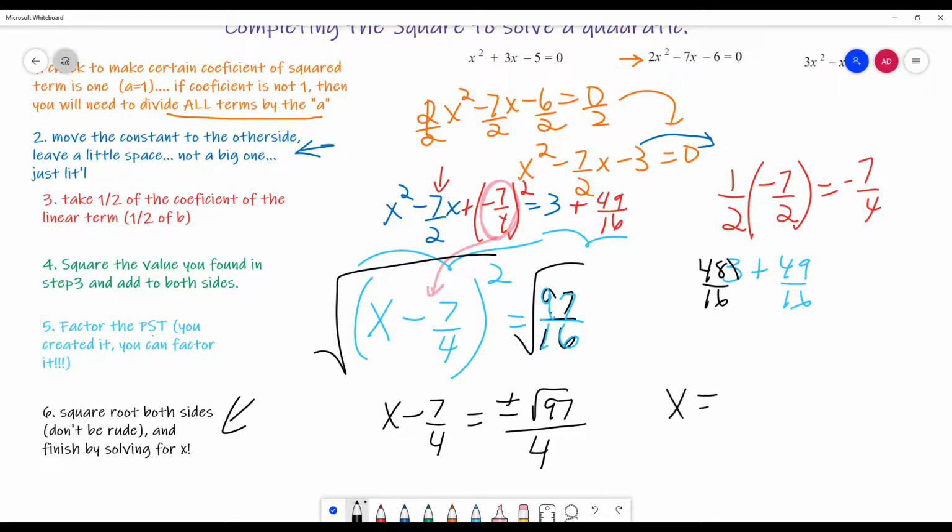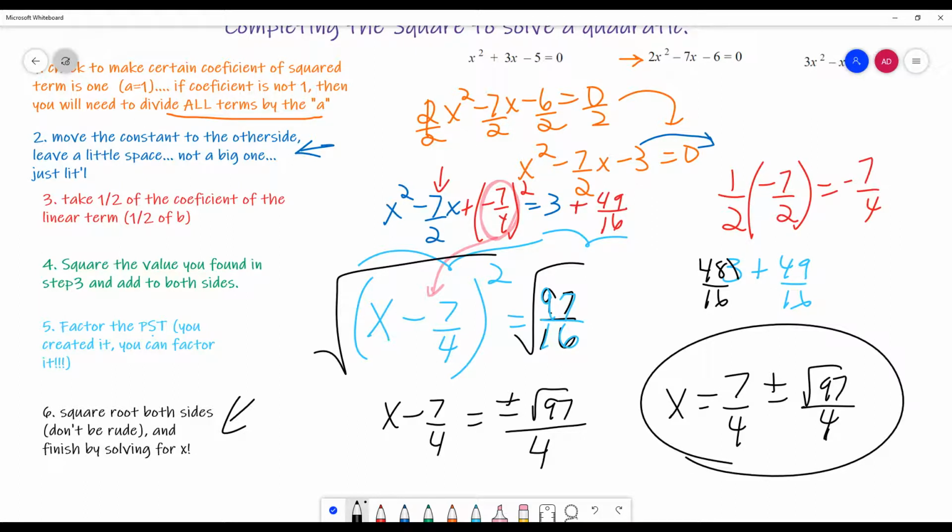And then, of course, just solve for x by sliding your 7/4 to the other side and calling it a day, right? How about that? Okay, so those are your answers right there. There are two answers. A quadratic equation will yield two answers. Okay, it definitely is going to yield two answers.